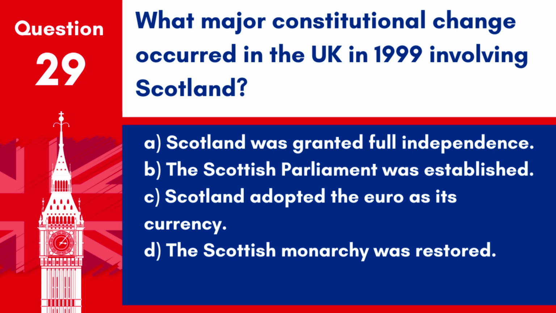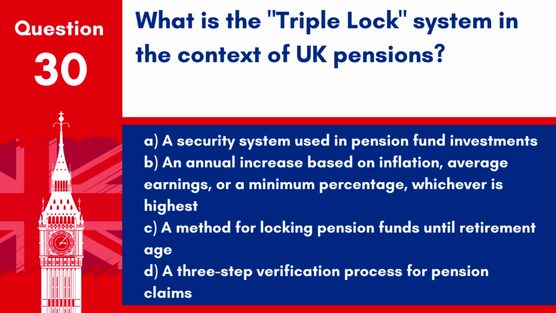Answer: B. The Scottish Parliament was established. In 1999, as a result of a devolution referendum, the Scottish Parliament was reconvened, granting Scotland significant legislative authority separate from the UK Parliament. Question 30.